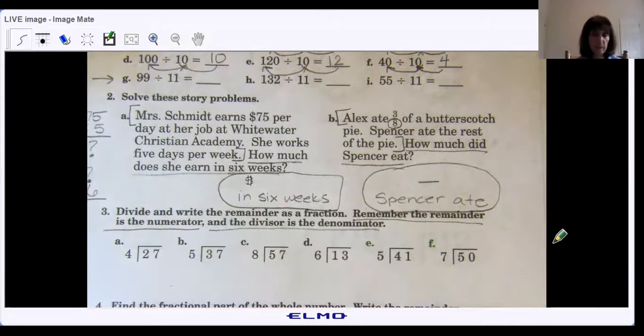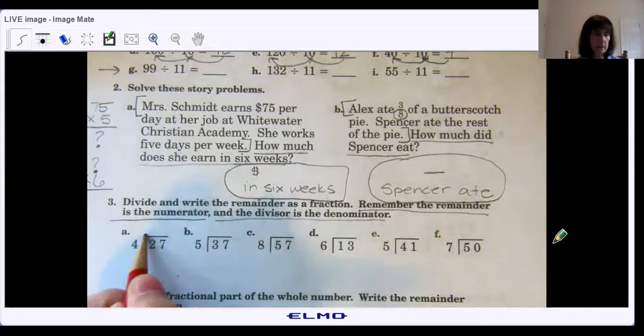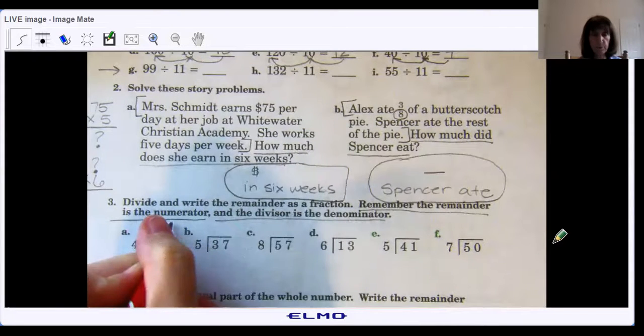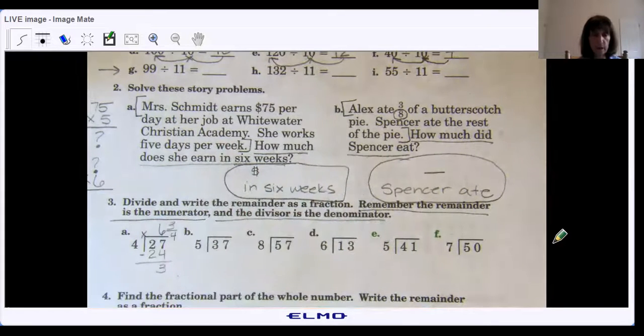All right? Okay, let's look at the first one. How many 4s are in 27? What times 4 comes close to 27? And the answer is 6. 6 times 4 is 24. Draw your line and subtract. 7 take away 4 is 3. Now 3 is your remainder. Your remainder is the numerator, and your divisor, 4, is the denominator. Divisor, denominator. All right, 6 3/4 is your answer.